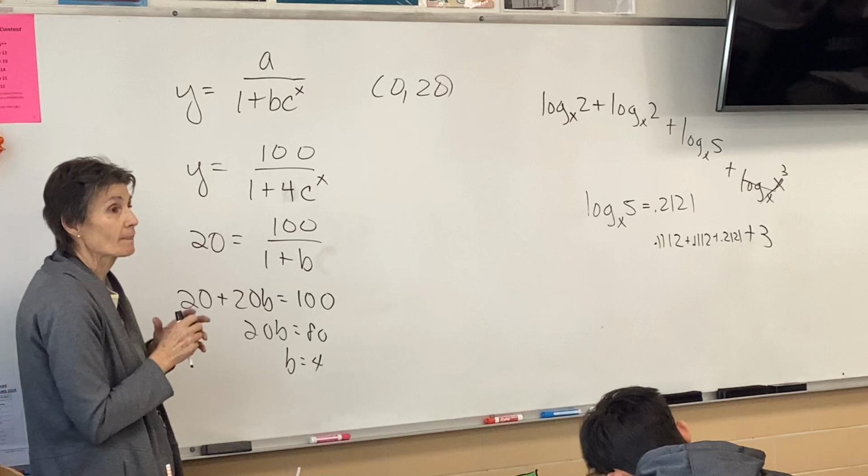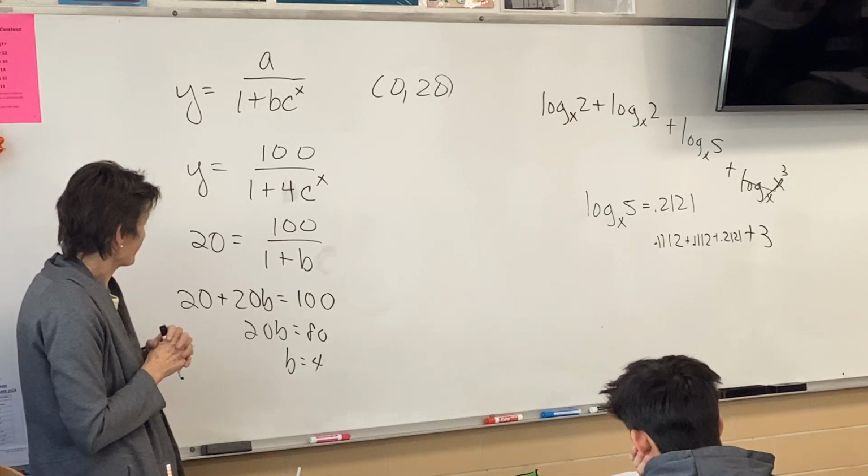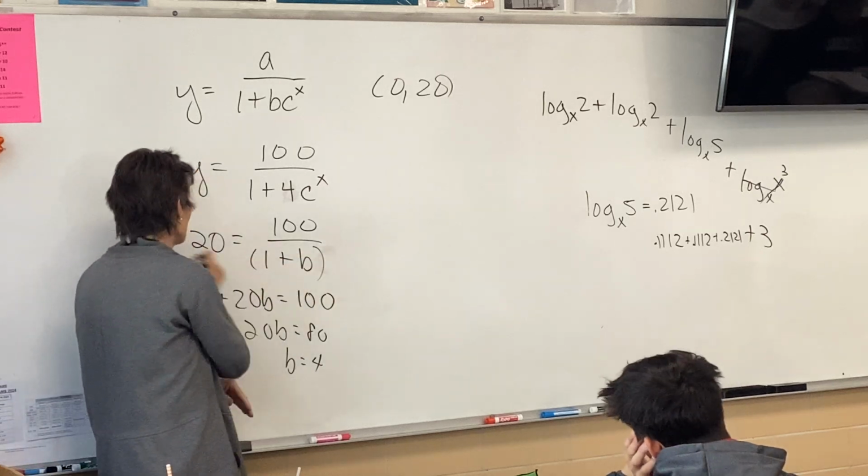Wait, how did you get the 20? I'm confused. How do you go from that? You multiply. You've gotta clear your denominator, Jake.